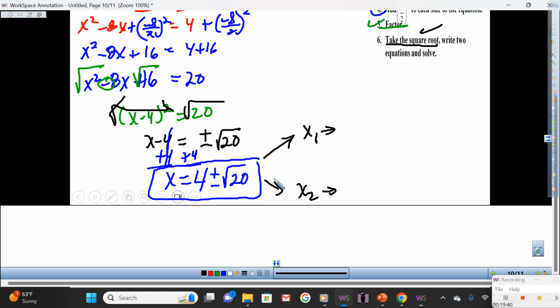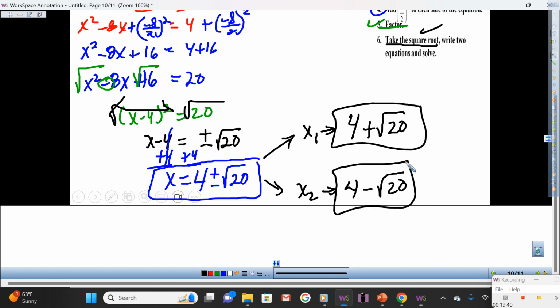All right. Tell me what to write. Kimberly, go. 4 plus square root of 20 and 4 minus square root of 20. And that is correct. This is exact. Write the words exact answer.